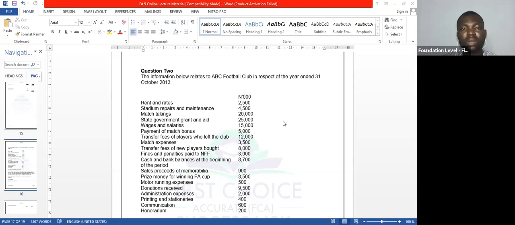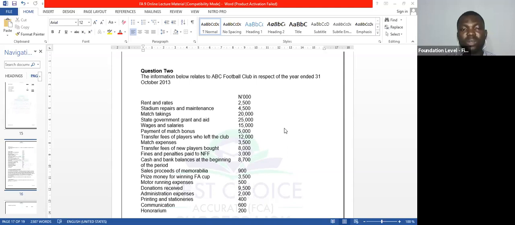Question two. The information below relates to ABC Football in respect of the year ended 31st October 2013. And they give us a table below: rent and rates, stadium repairs and maintenance, match takings, state government grants and aid, wages and salary, payment of match bonus, transfer fees of players who leave the club.